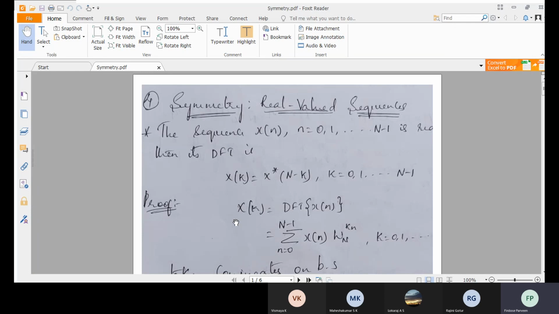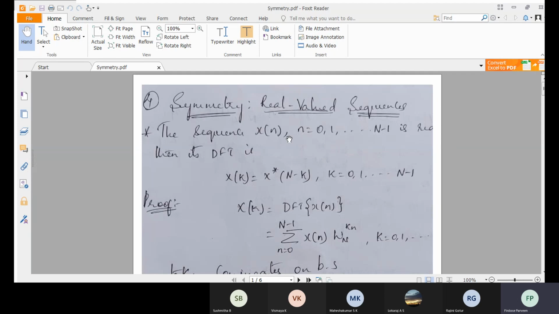If the sequence x of n, where n is equal to 0, 1 till N minus 1, is real, then its DFT is such that X of k is equal to X conjugate of N minus k. This is one property, where k is equal to 0, 1 till N minus 1. The condition is that it should be real valued.